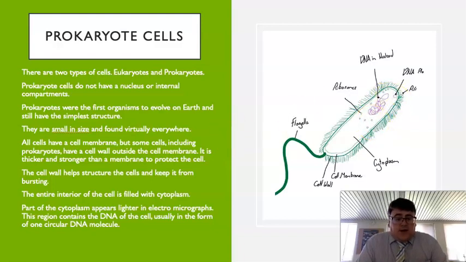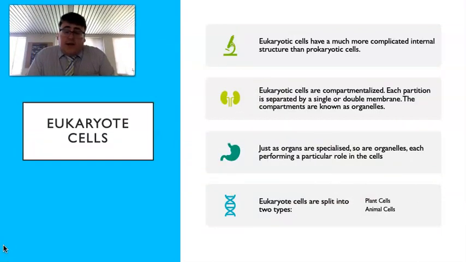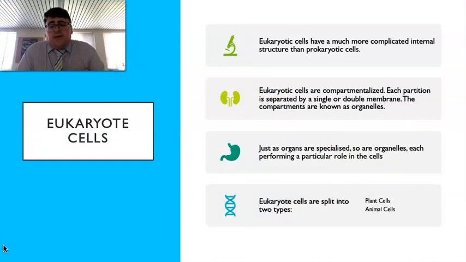So that's prokaryotic cells. Now looking at eukaryotic cells, they have a much more complicated internal structure than prokaryotic cells because they've got those specialized compartments. Each section is separated by a single or double membrane, and that creates what we know as organelles. Just as organs are specialized, so are organelles, and they perform a particular role in those cells.